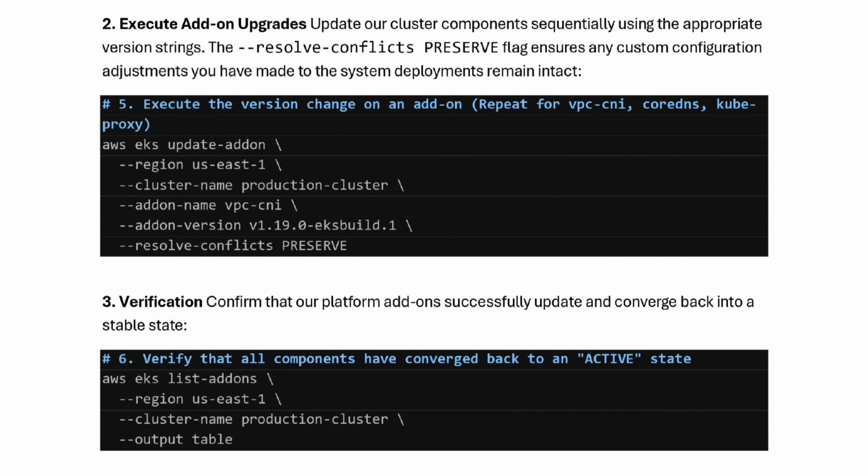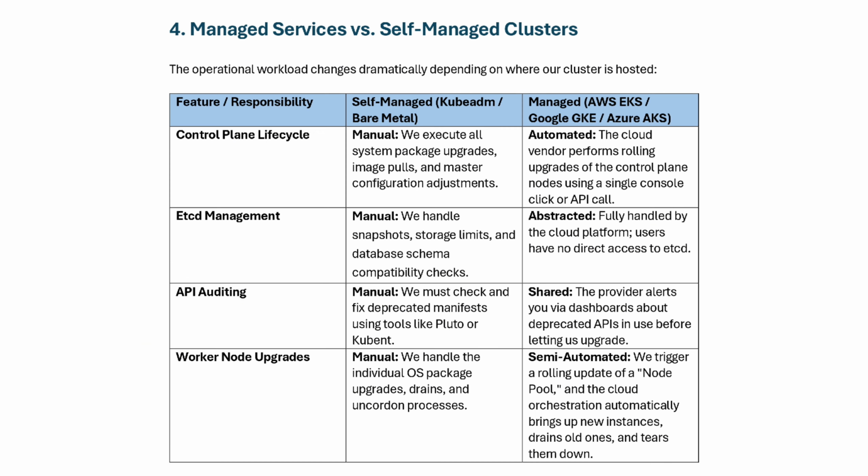So that was the step-by-step process of cluster upgrade. First we discussed self-managed and then EKS, that is the AWS cloud provider. Other cloud providers would have some different commands. Now finally we will discuss the difference between managed services versus self-managed clusters.